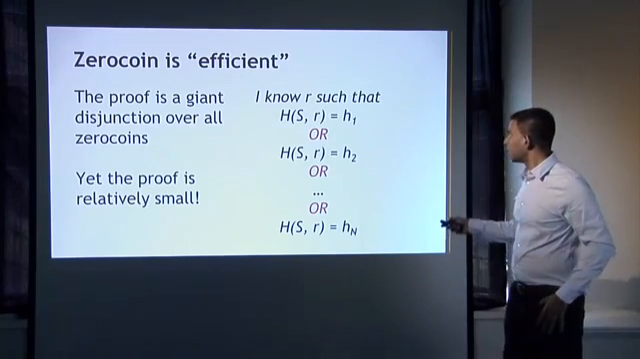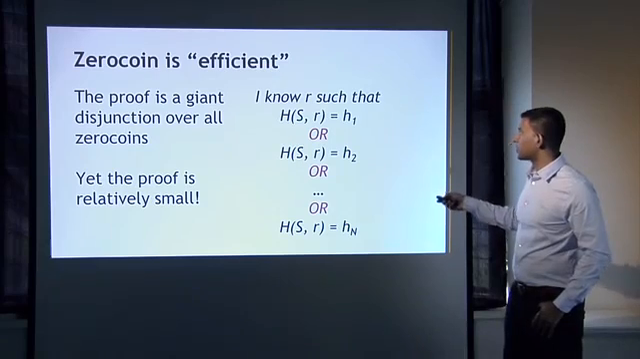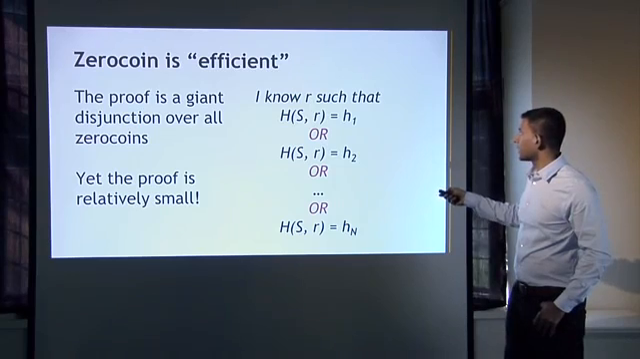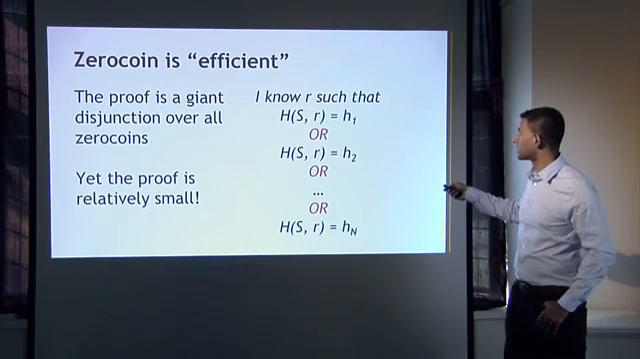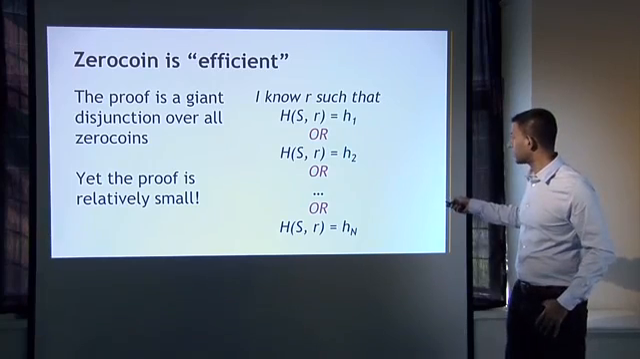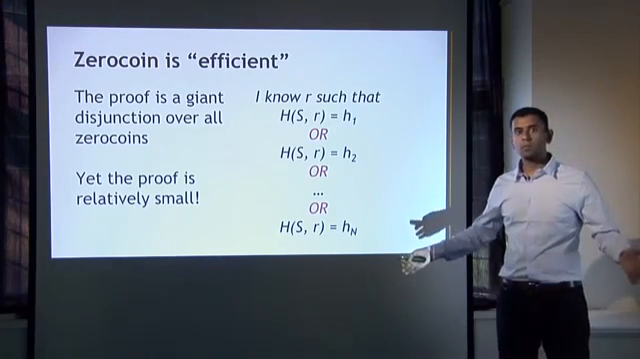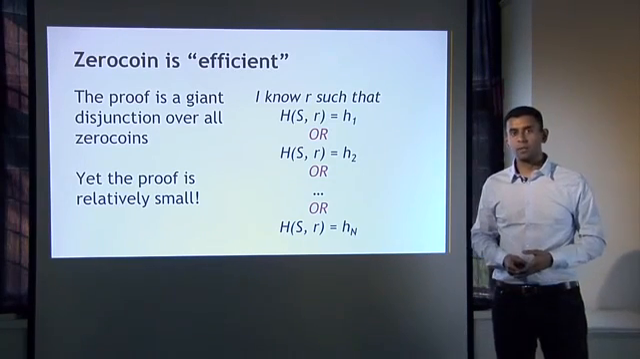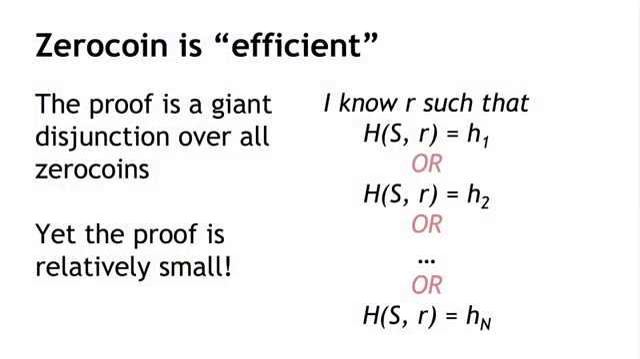Why is that what you would expect? Think about the statement that the spender is proving here. I know a random number R such that either the hash of the serial number with R corresponds to the first commitment, or the first hash, or the second commitment, or any one of these giant number of commitments that reside on the blockchain. Right? So it's a very long statement that the prover is proving. It's a statement whose length is proportional to the number of 0 coins on the blockchain. And yet, the proof is much smaller than that. It's not linear. It's only logarithmic in the value n here. And that's part of the magic of 0 coin. That's what makes it possible to even run the system.